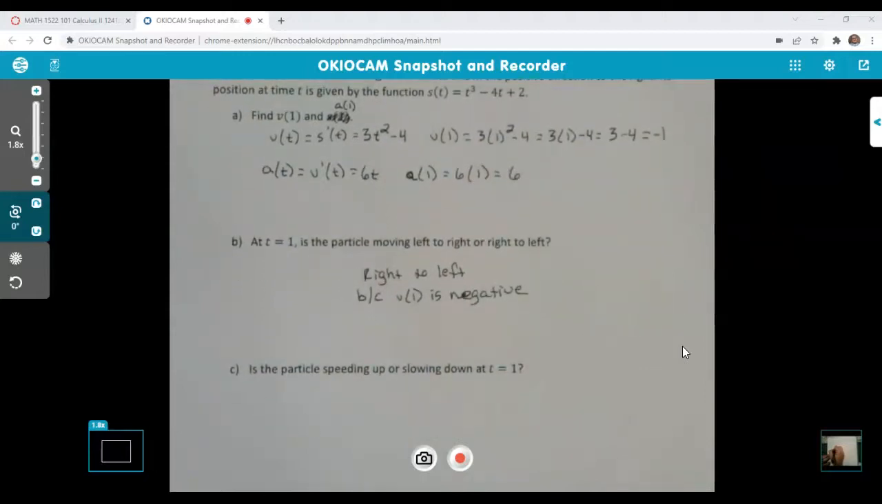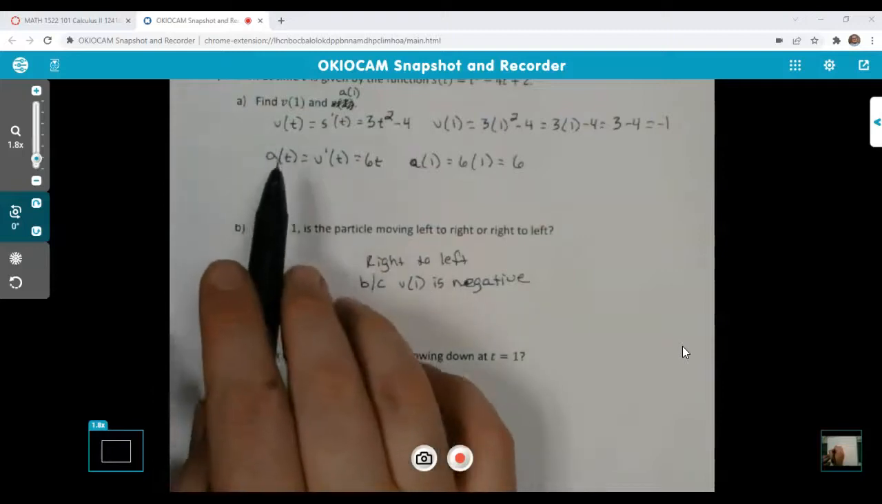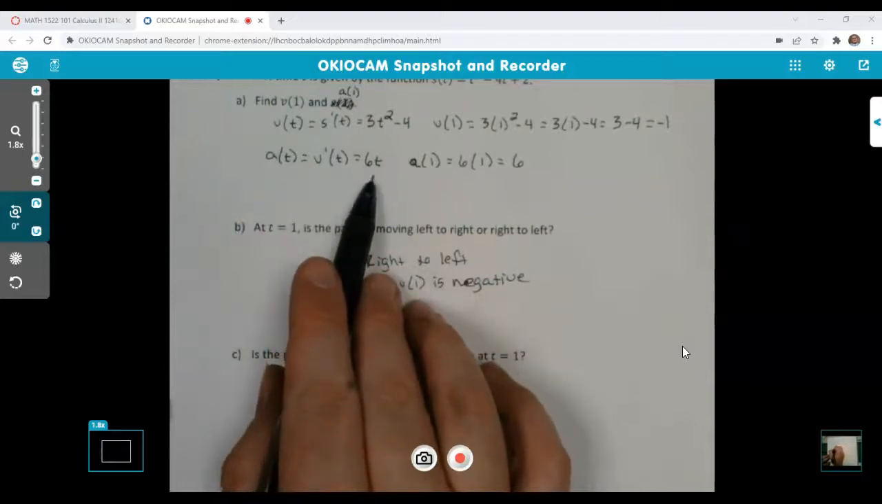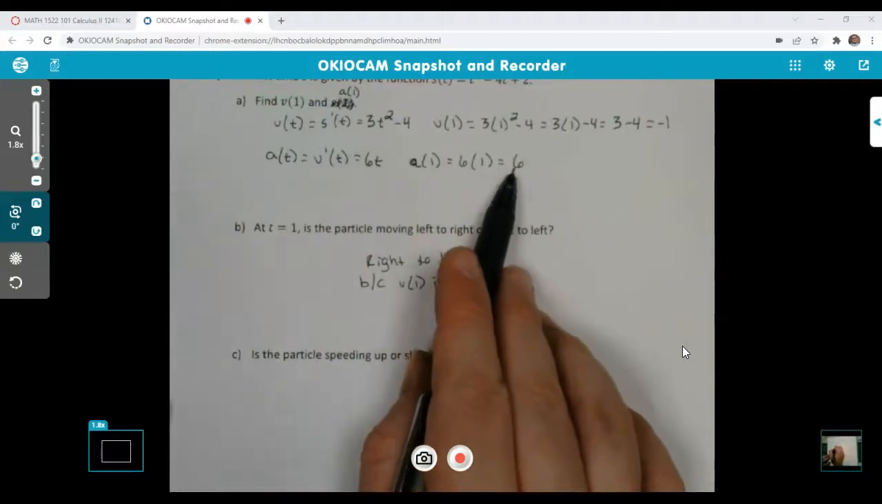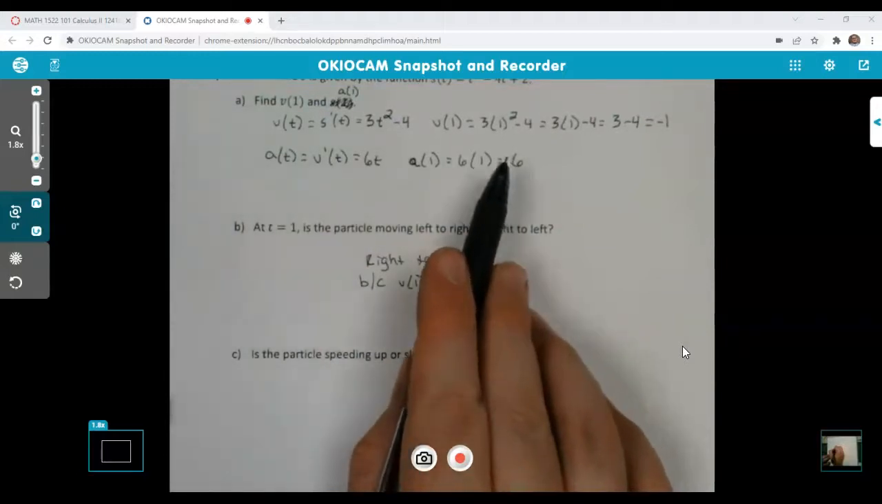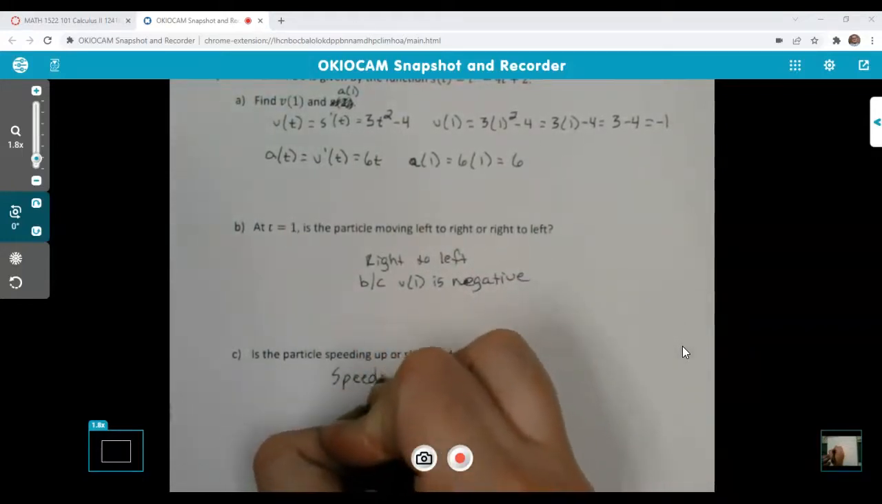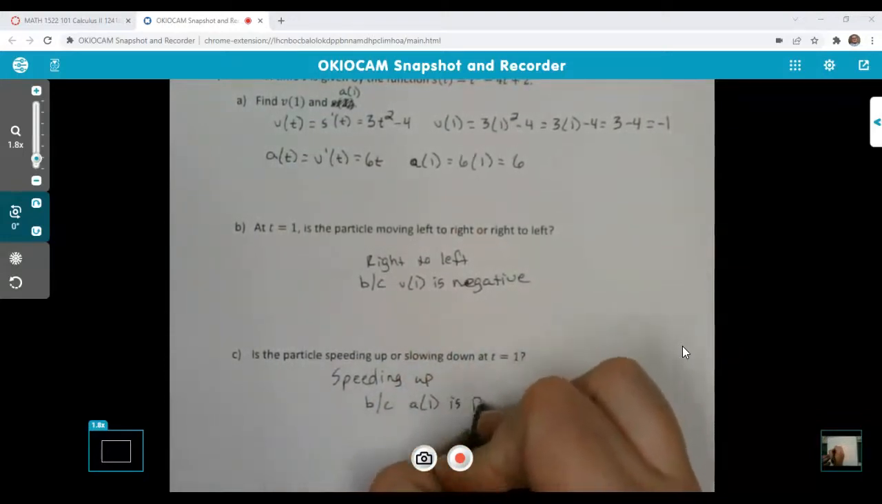Part C is asking kind of the same thing. Is the particle speeding up or slowing down? So remember, we said a of t tells me how my speed will change. So a of t is how my velocity will change. It's my rate of change for v of t. Since that's positive 6, it means my velocity is going up. So it's speeding up. It is speeding up because a of 1 is positive.